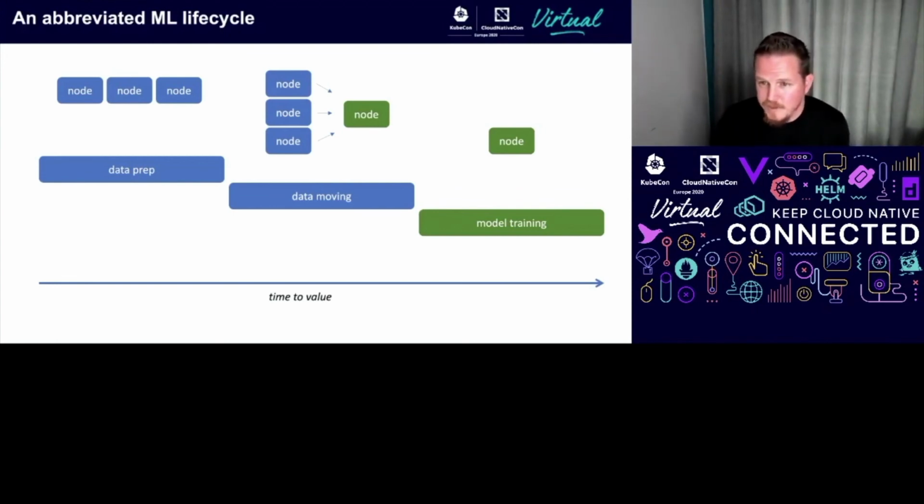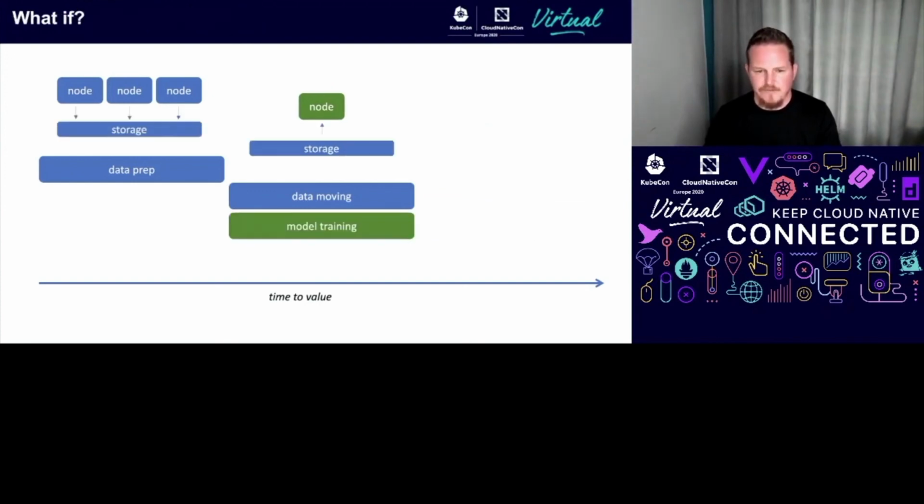And then finally, once the data is there, we can actually start training the model against that data. And then once it's completed, we're onto the next phases of the life cycle. So with distributed storage, can we compress this? Can we get to that value faster? Can we reduce the time that it takes to get to that value?